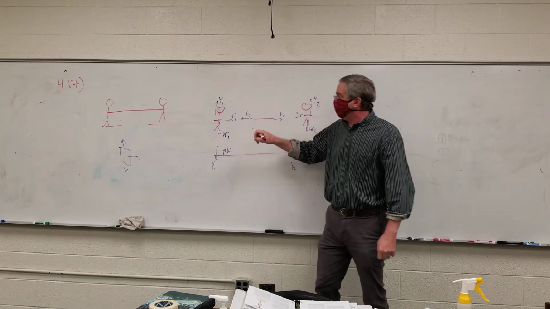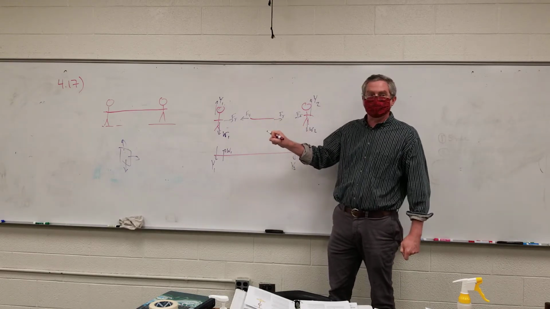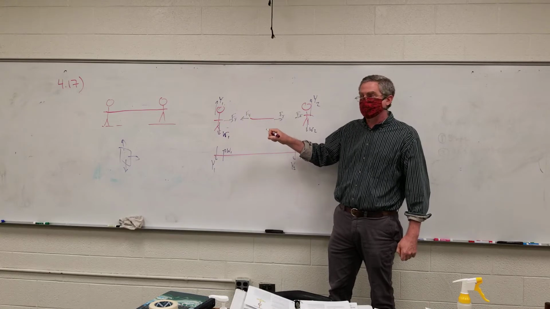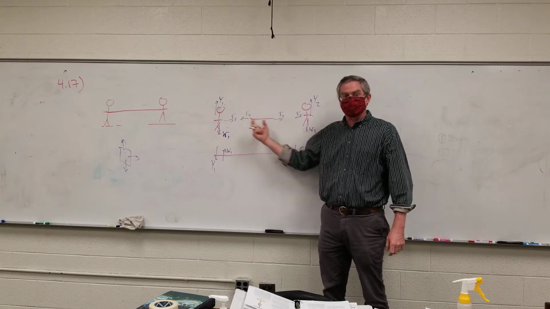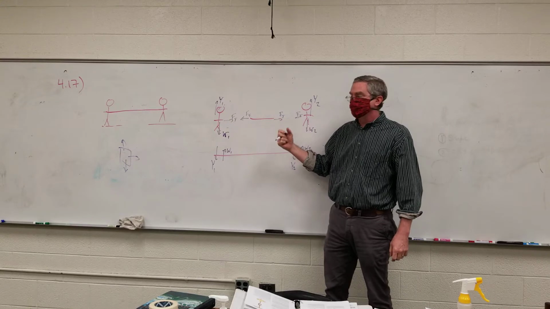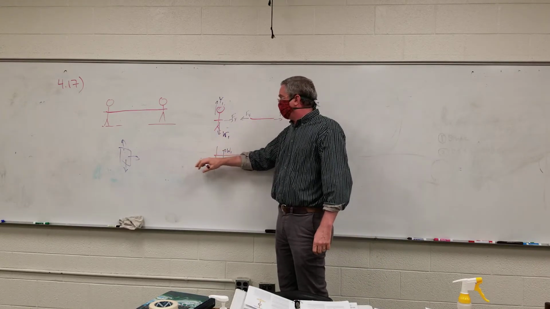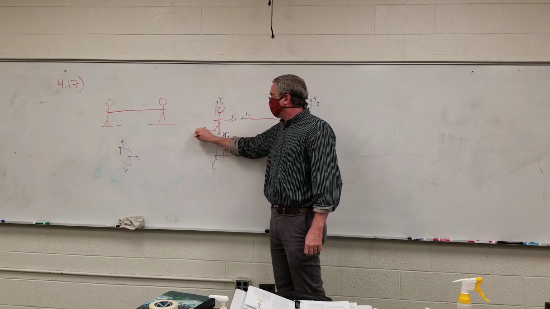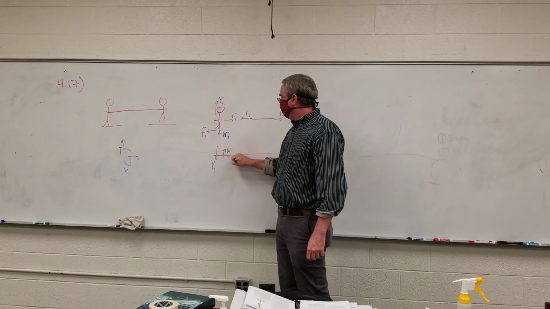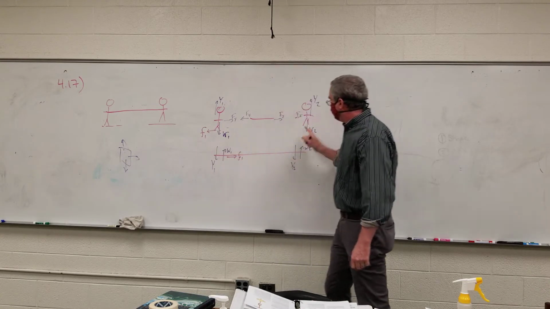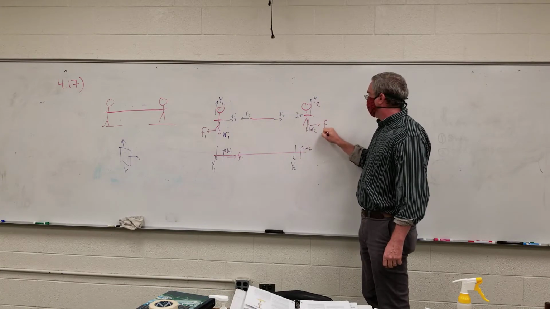But the team that wins is not the team that pulls the hardest, because the tension in the rope is pretty much the same on both sides. It's the fact that if this were a flat surface, there is a friction acting back this way. And over here, there's a friction acting back this way.